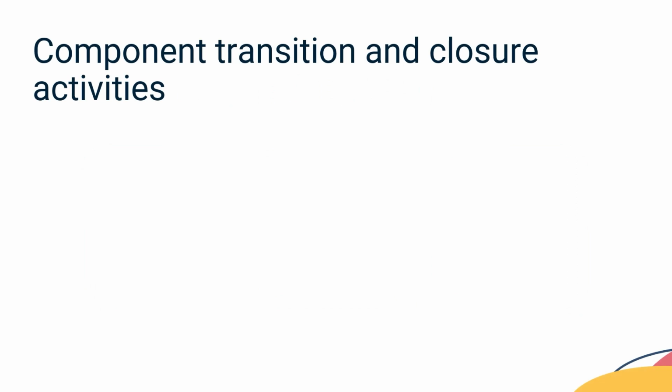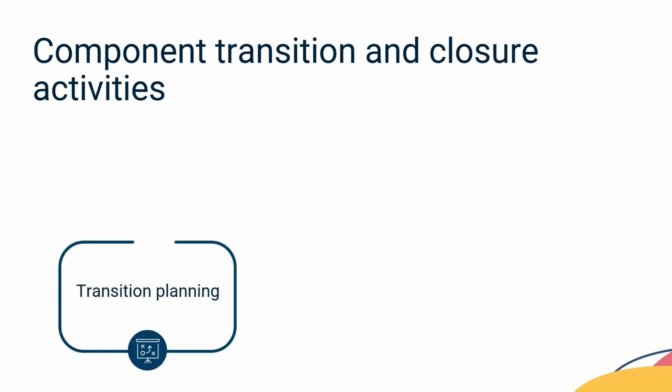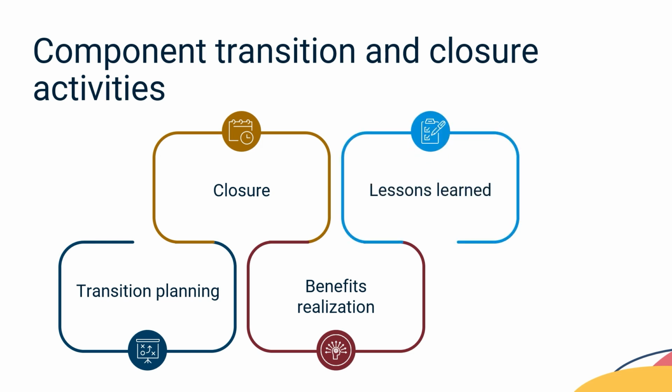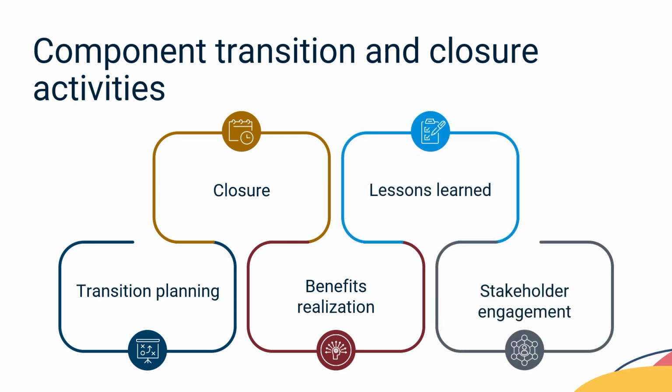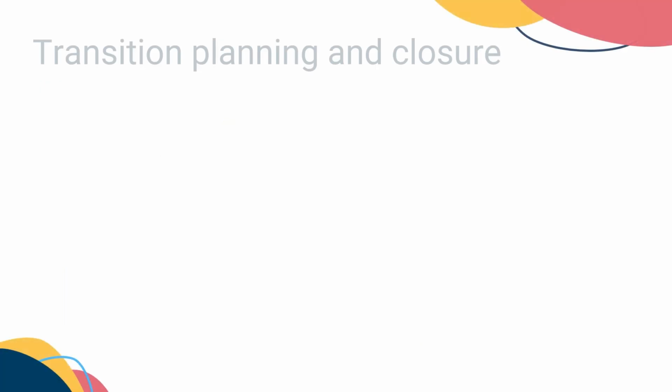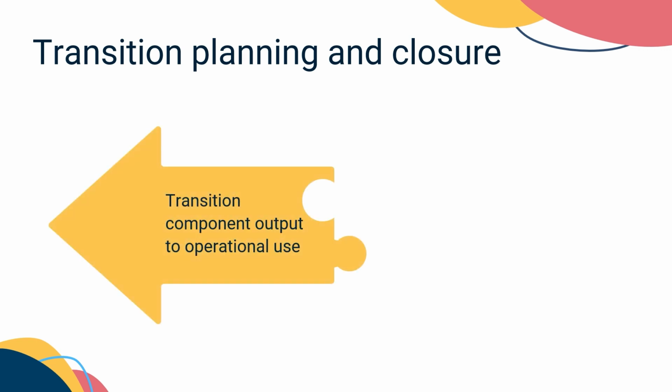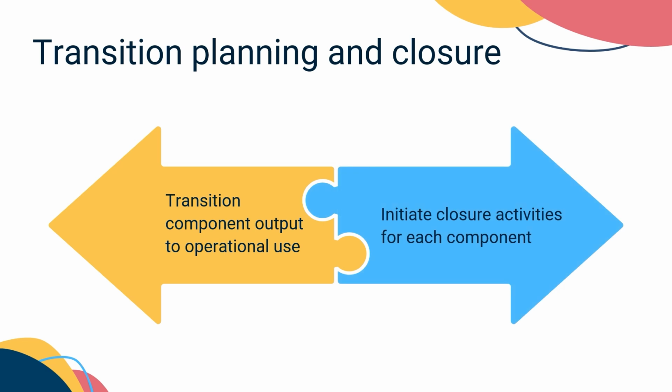The component transition and closure subphase also consists of five activities: transition planning, closure, benefits realization, lessons learned, and stakeholder engagement. Let's understand more about these activities. In transition planning, the program manager develops and implements plans to smoothly transition component outputs to operational use or the next program phase. During closure, the program manager initiates all essential closure activities for each component. This includes final deliverable acceptance, resource release, and documentation updates.